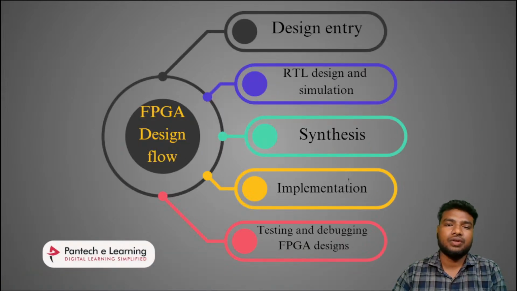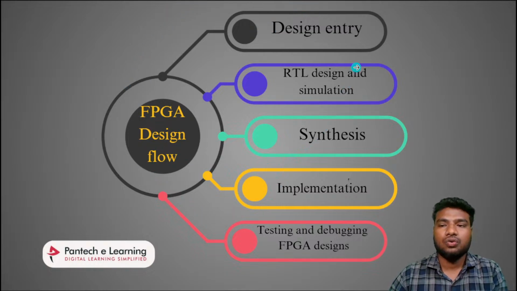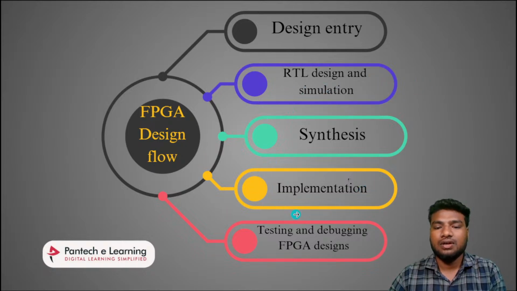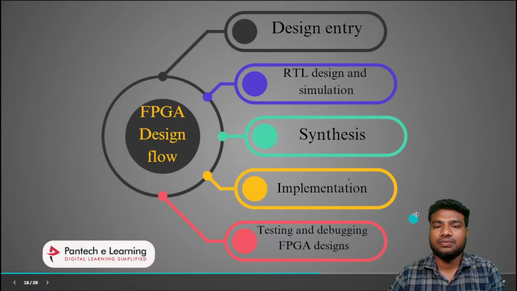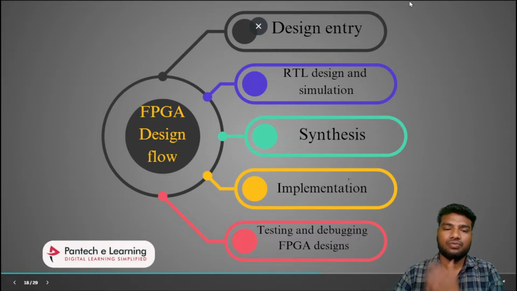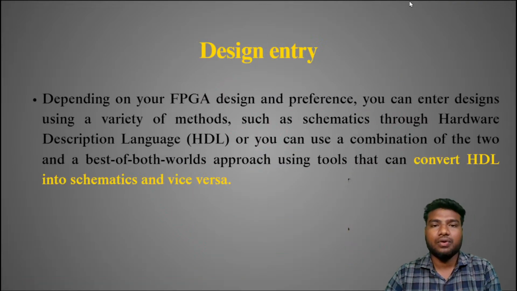So this is the FPGA design flow chart, like a hierarchy. First we have design entry, and then RTL design and simulation, synthesis, implementation, testing and debugging of FPGA designs. These are the stages in the FPGA design flow. Let's see them one by one.